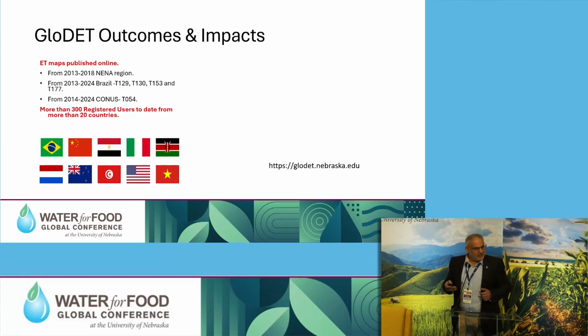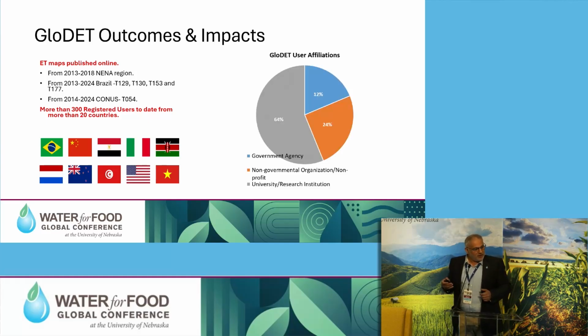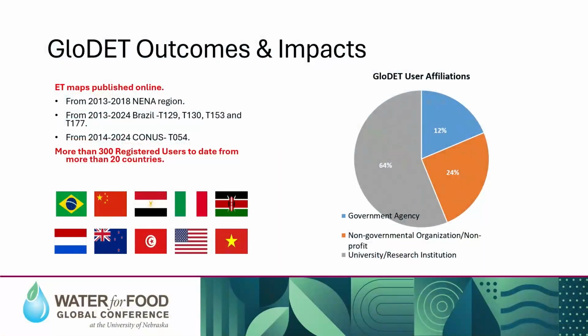The impact is, as you see, users: we have more than 300 users. As of today, I think it's 320, from 20 different countries. So we have 64% from academia, 12% from government agencies, and 24% from farmers, non-profit organizations, and non-governmental organizations.